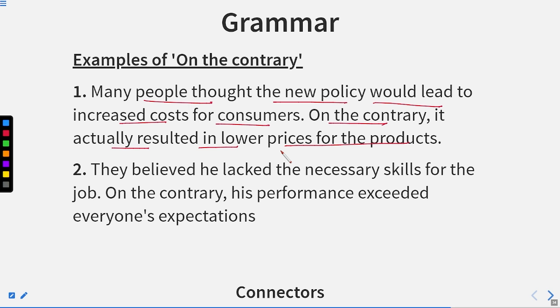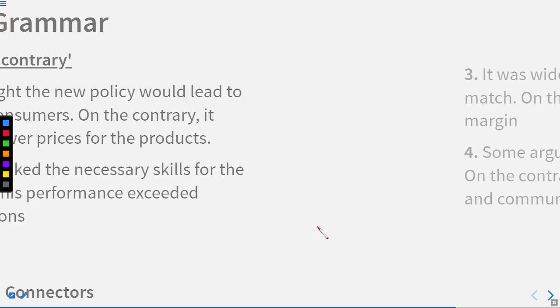They believed he lacked the necessary skills for the job. This is what they believed. On the contrary, his performance exceeded everyone's expectations. So this is how we show the opposite situation. Whatever we think, whatever is there in someone's mind, and whatever happens, they both are just opposite to each other. So that is why we use the phrase on the contrary. Now let us move to the next example.